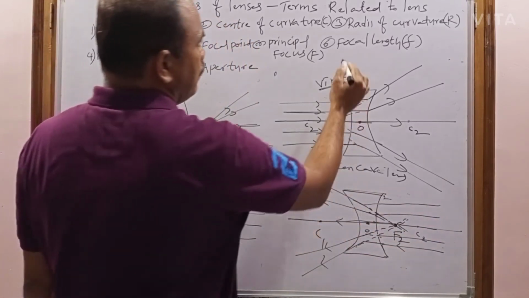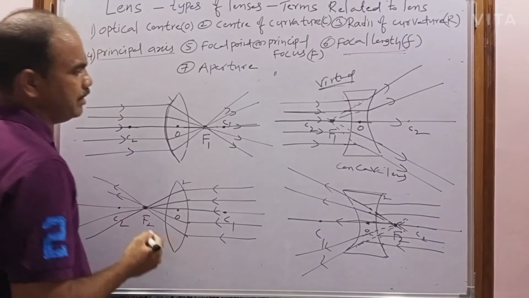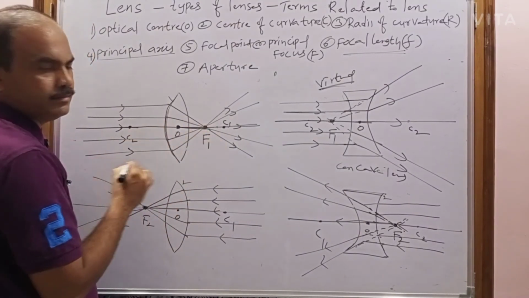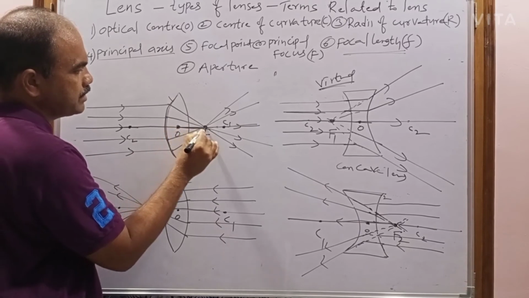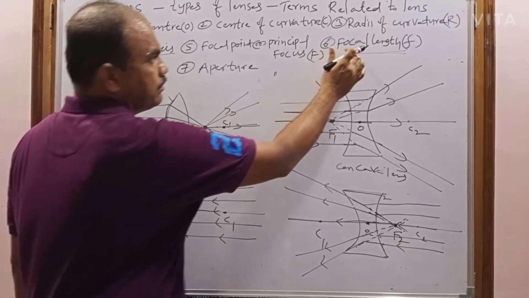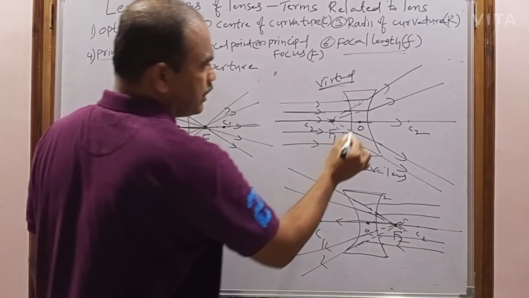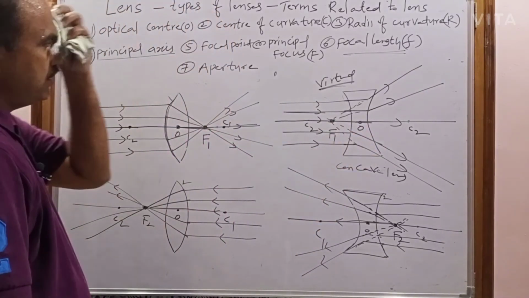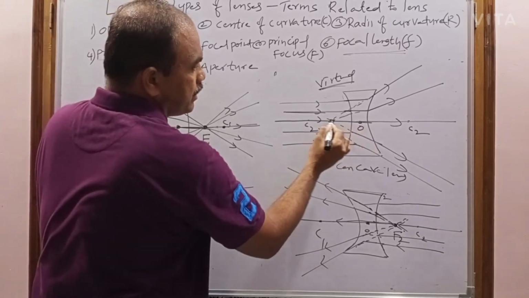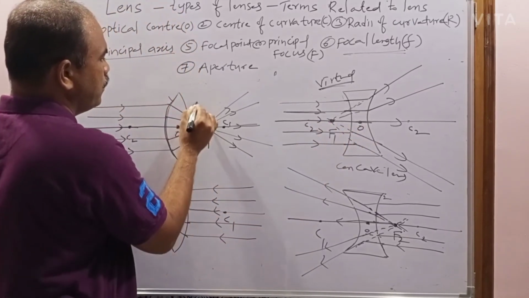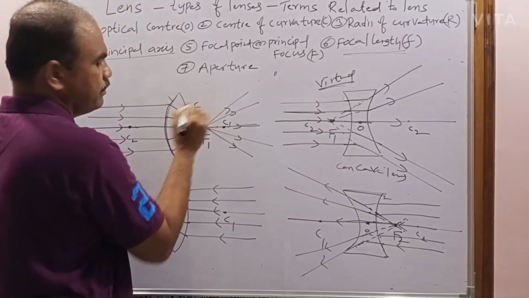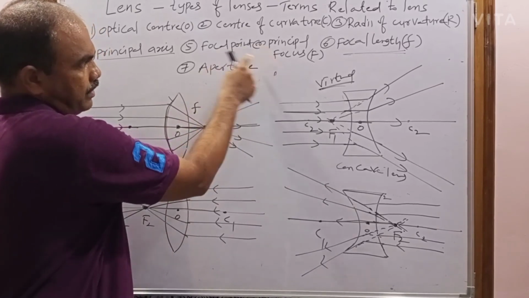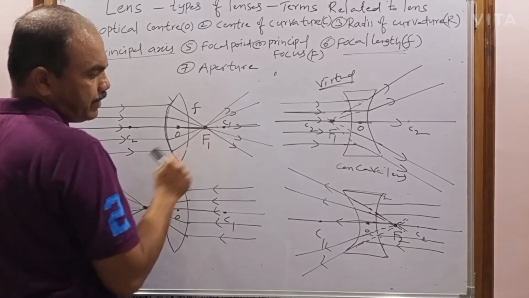Now coming to the focal length. Focal length is nothing but the distance between the optic center and the focus. The distance between the optic center and focus can be called as what? Focal length. It is represented with small f. But the focus, focal point or principal focus is represented with capital F.